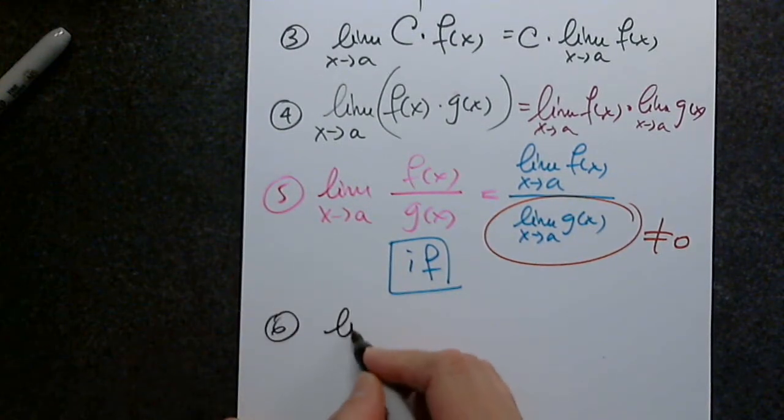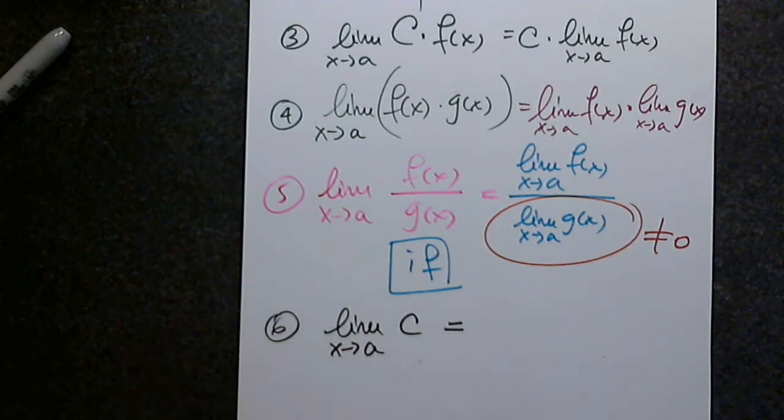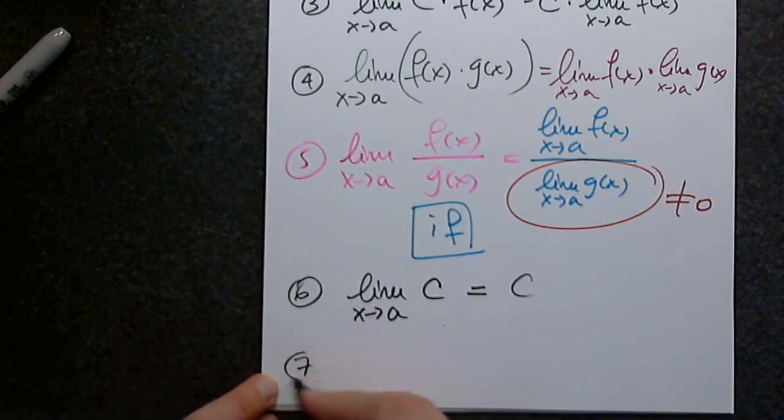Okay, 6. Limit as x approaches a from a constant c. Now, I don't think that this should be a limit law, but it is. So what's the answer? What is the limit of 5 as x approaches 200? It's just the constant. Who cares where x is going? The limit of a constant is the constant itself. Okay, 7.